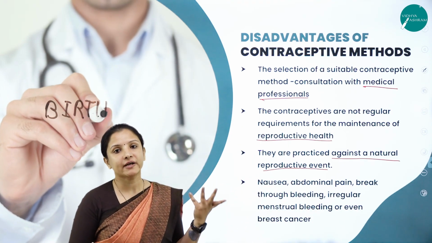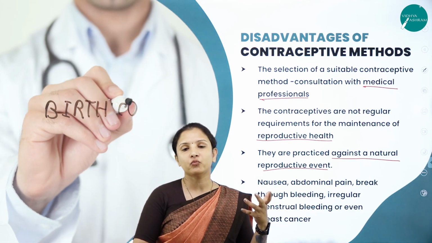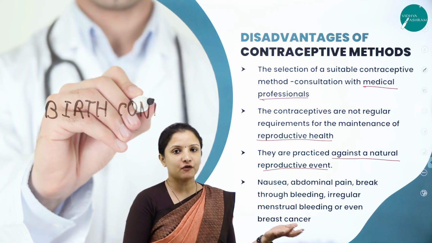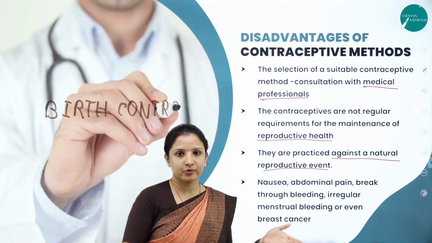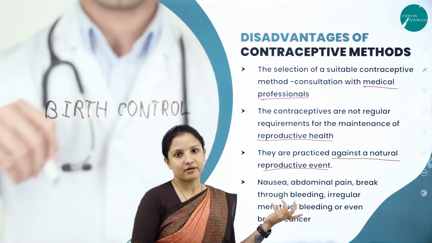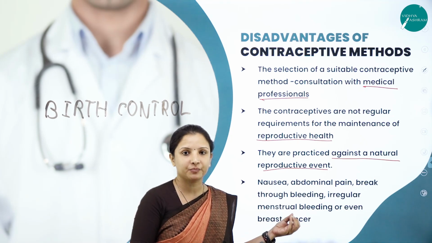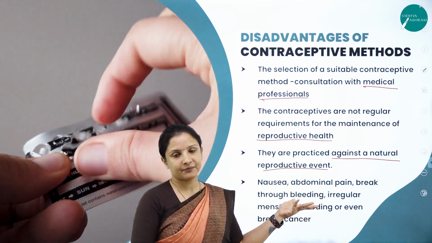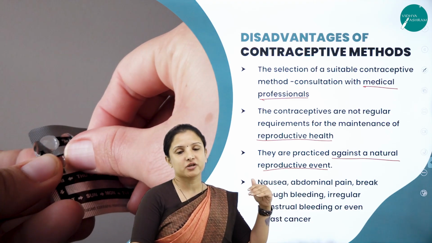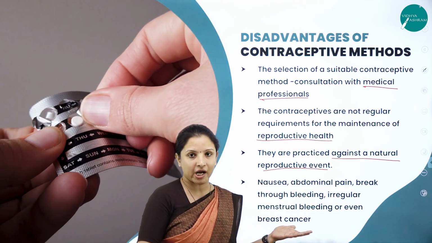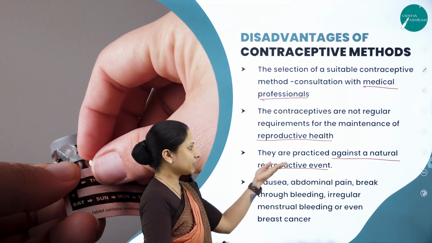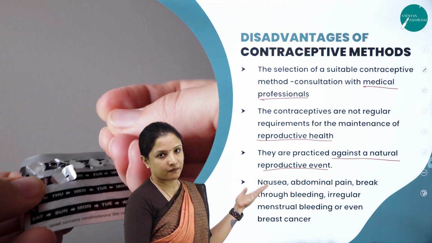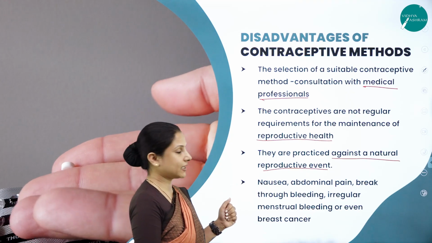The reproductive event is a natural process wherein the sperm meets the egg and fuses to form the zygote, and then the embryo, and the formation of the fetus and all that will take place. Now, some people unnecessarily use these contraceptive methods to prevent the formation of a future generation or to prevent childbirth. So they can be practiced against the natural reproductive event also. Sometimes it can be used against that.